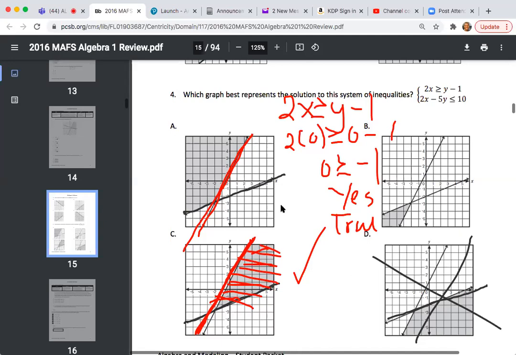Guys, I hope this clarified some things for you and you're feeling a little bit better with the inequalities. As you go forward and get ready for the test, I think you'll be okay. You just need to know some basics about inequalities. If you know the basics, you're going to be just fine. Seriously, you're going to be just fine.